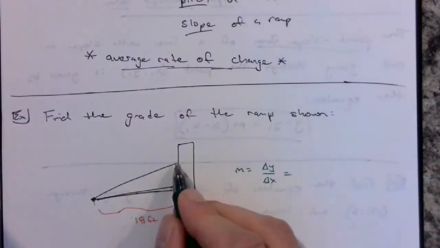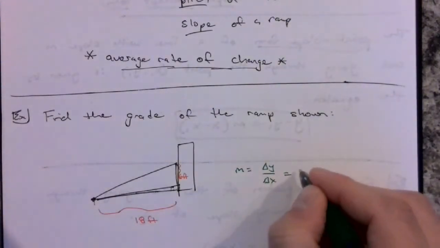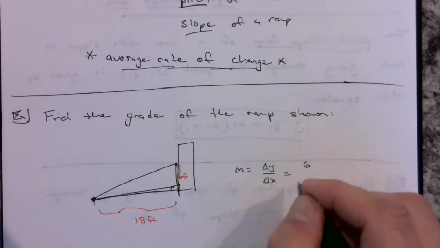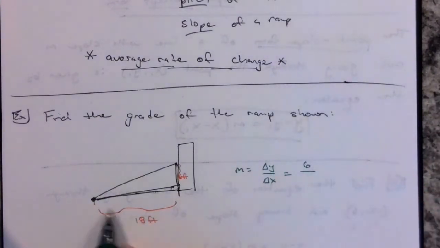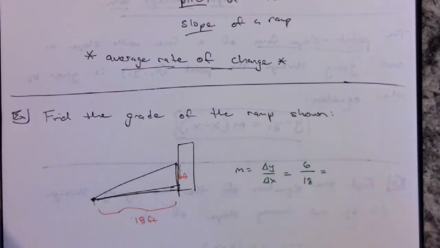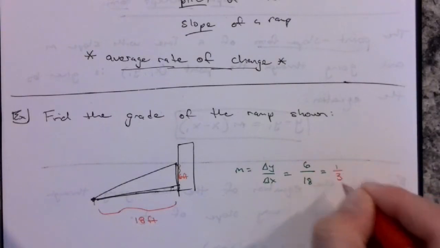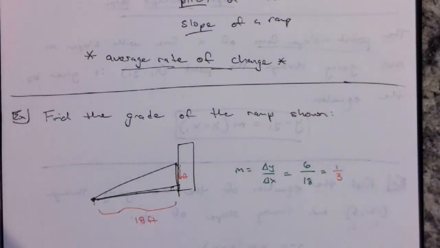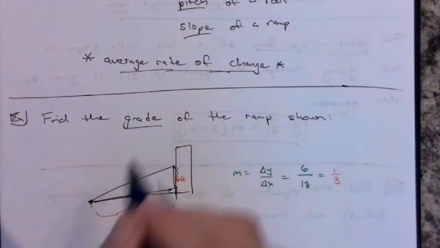So what's the change in y? How high is this ramp? Well, it's 6 feet high, so then that would be 6 over what's the change in x? Well, change in x is 18 feet. And you want to simplify that. Well, 6 over 18 as a fraction reduces down to 1/3.